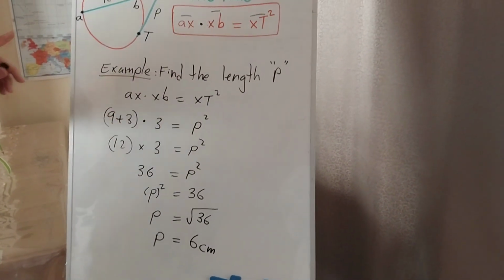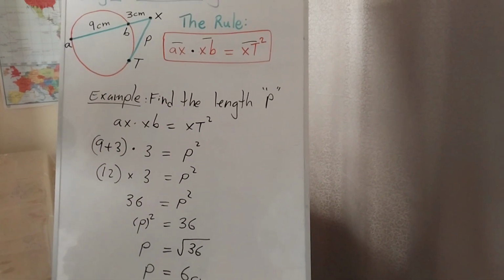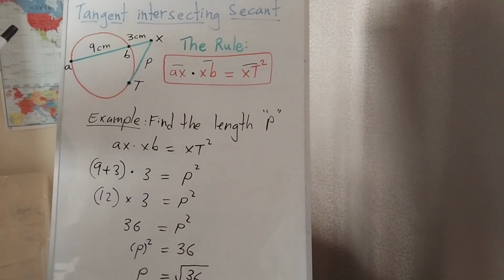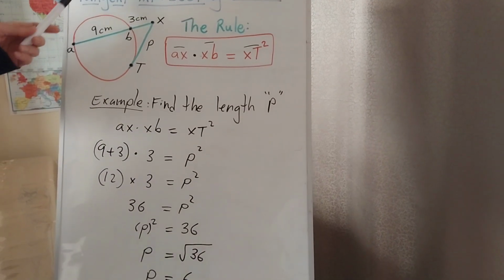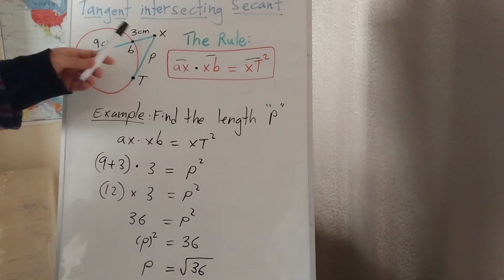So I hope by going through this rule and example, we have understood how to solve problems related to tangent intersecting secant and finding an unknown value.